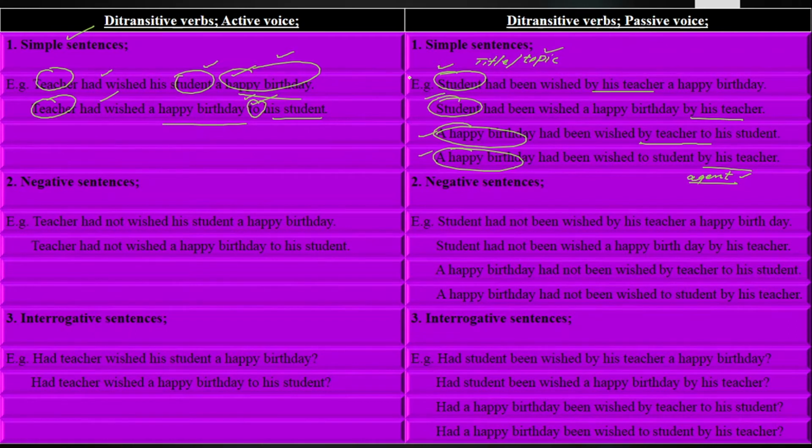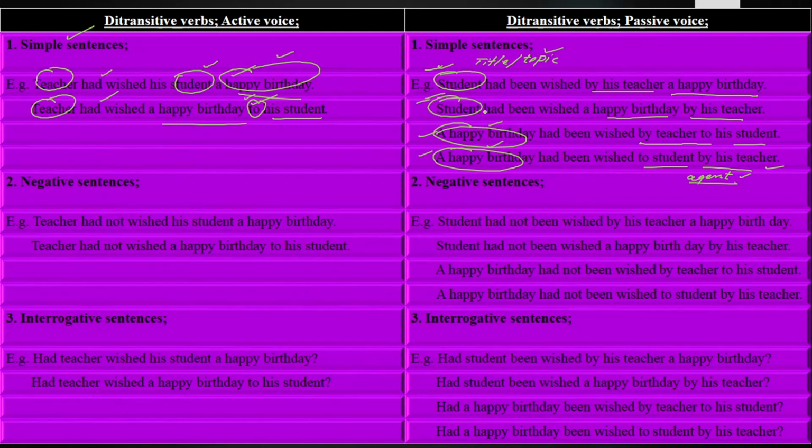Now when you bring the indirect object at the beginning in the first and second sentence, teacher will come at the beginning, a birthday at the end, birthday at the beginning, teacher at the end. In the same way, when you bring a happy birthday at the beginning in the third and fourth sentence, teacher will come at the beginning, to his student at the end, to his student at the beginning, by teacher at the end. So there you need to be a little bit careful while changing them from active voice into passive voice.